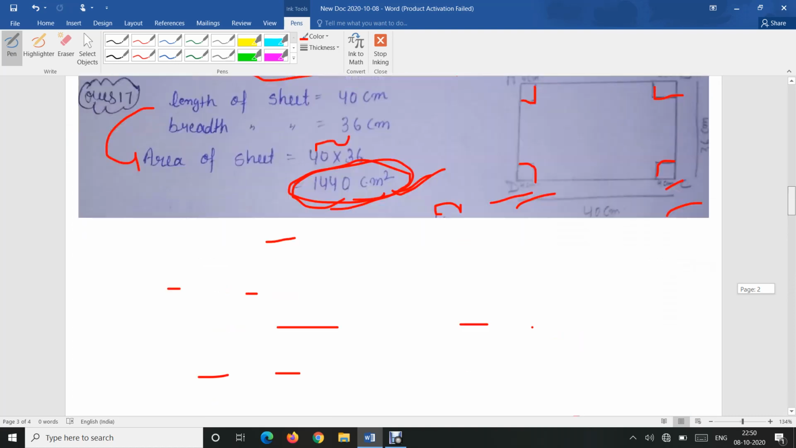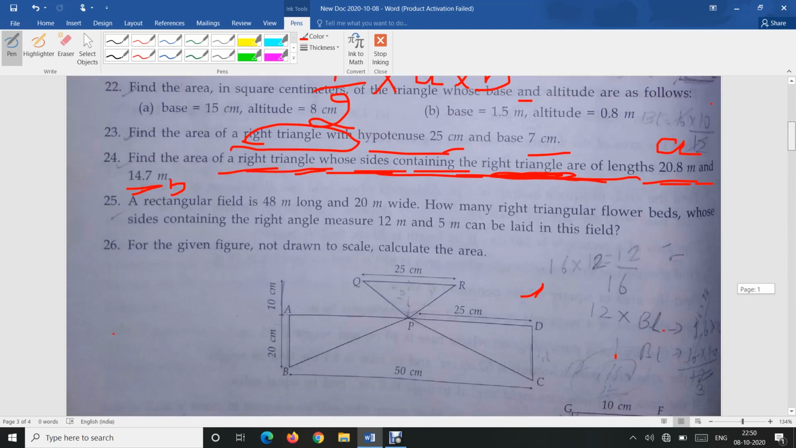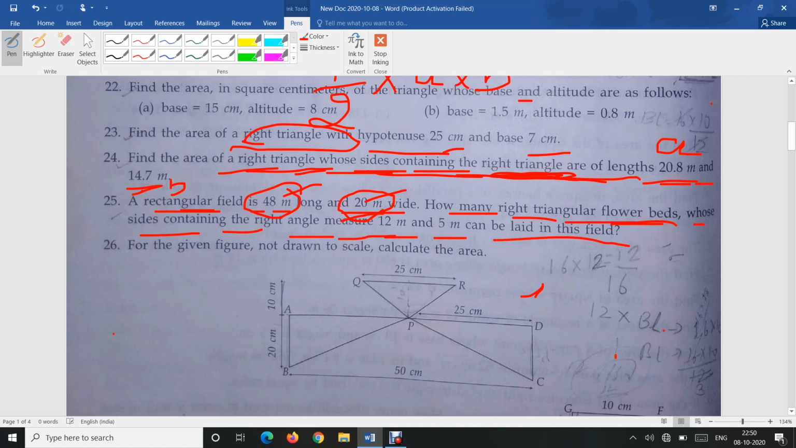Now let's see the next question, which is question number 25. Question number 25 is saying that a rectangular field is 48 meter long and 20 meter wide. There is a rectangular field, and the length of this rectangular field is 48, and the breadth of this rectangular field is 20 meter. So you have length and breadth, so you can find out the area easily from here. Now how many right triangular flower beds whose sides containing the right angles measure 12 meter and 5 meter can be laid in this field?